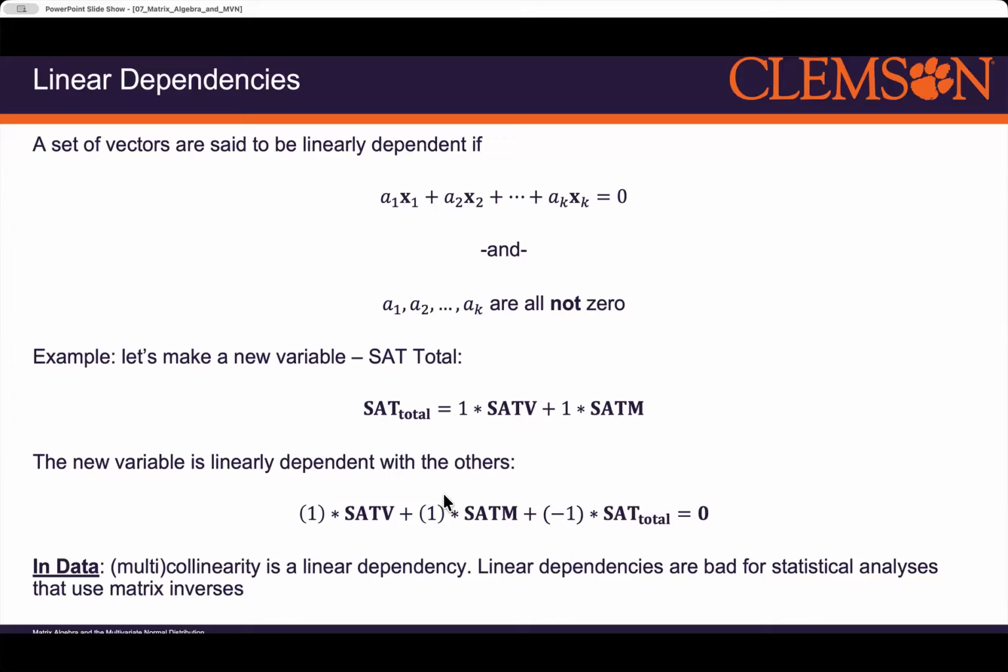Potentially, if we want to go and predict an outcome, let's say we're predicting first year freshman GPA in college, and we want to predict it by SAT verbal, SAT math, and SAT total, guess what? That's not going to work. We're not going to be able to do that prediction. Linear dependencies are bad for statistical analyses that involve matrix inverses. Technically speaking, well, we haven't defined a matrix inverse yet. When we get to that quantity, you'll see that a linear dependency means the inverse cannot be found.